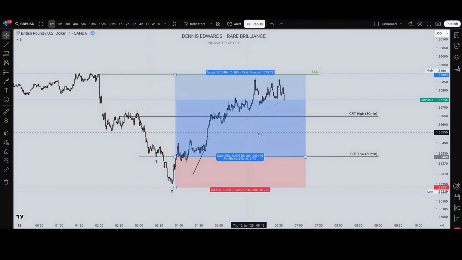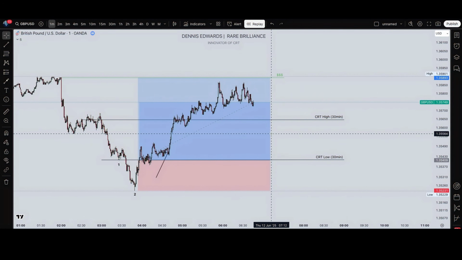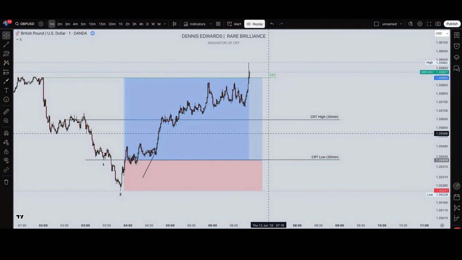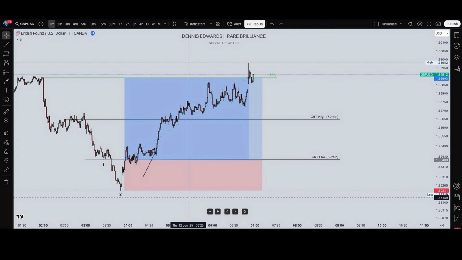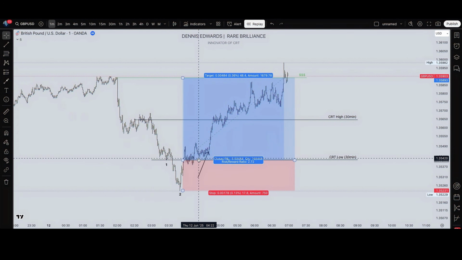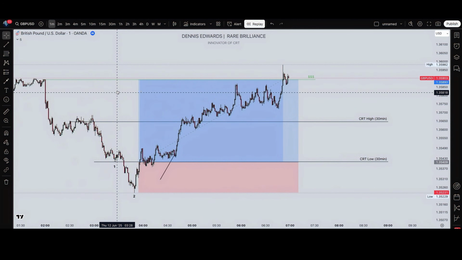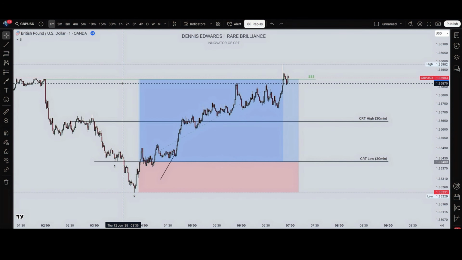Any minute now. And there you have it. We had another accumulation, manipulation, expansion. Price came, tapped into our high, and then we hit our take profit.